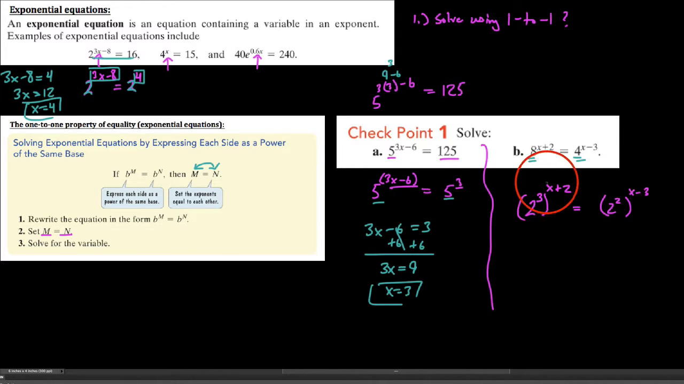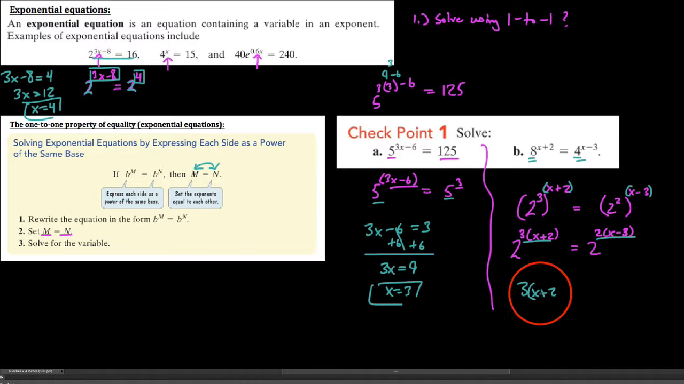And so the nice thing is, because we have our properties of exponents that say, look, when you take a power to a power, you multiply your exponents, we really get 2 to the 3 times x plus 2, equaling 2 to the 2 times x minus 3. And so it is very true that these things are equal here. That's a 3. So we get 3 times x plus 2 equals 2 times x minus 3. So let's go ahead and simplify both sides here. I suppose we'd get 3x plus 6 on the left and 2x minus 6 on the right.